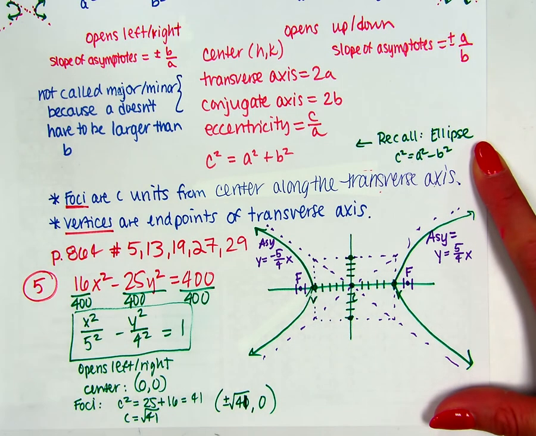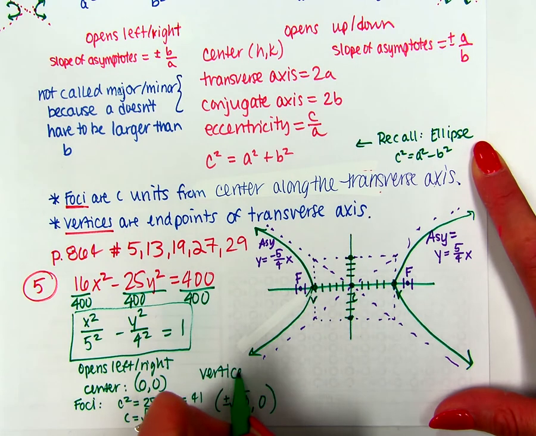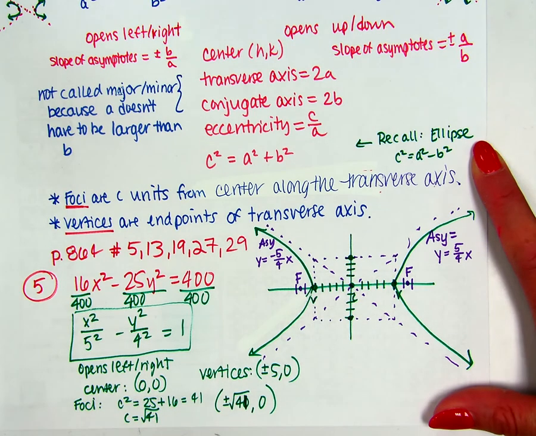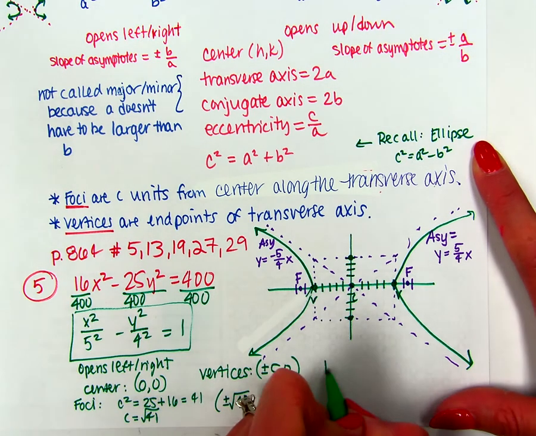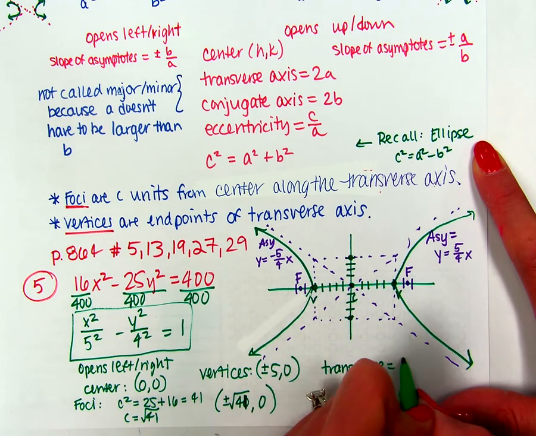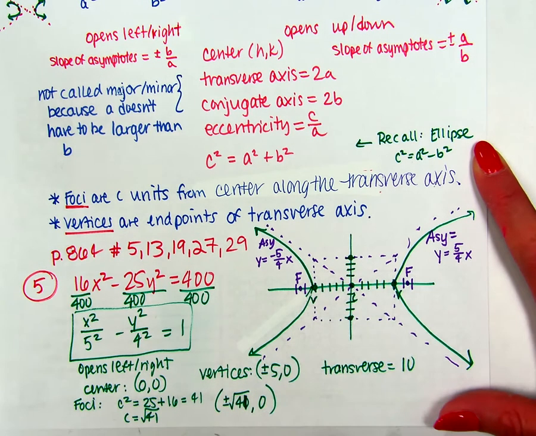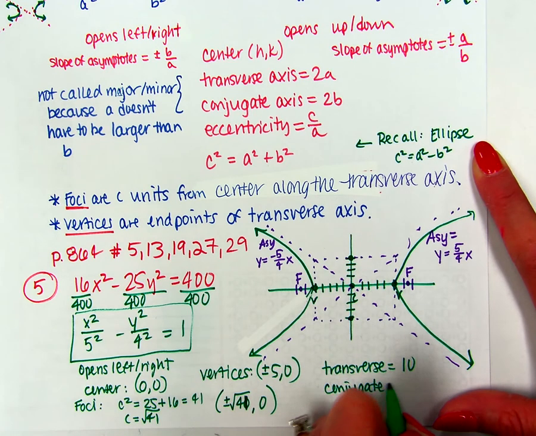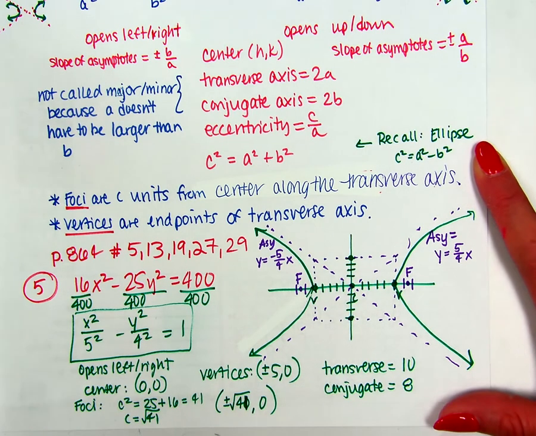All right, we also need to find our vertices. Vertices are at plus or minus 5, comma 0. And the length of my transverse axis is 10, because I went 5 in each direction. My conjugate axis is 4 in each direction, so that's 8.